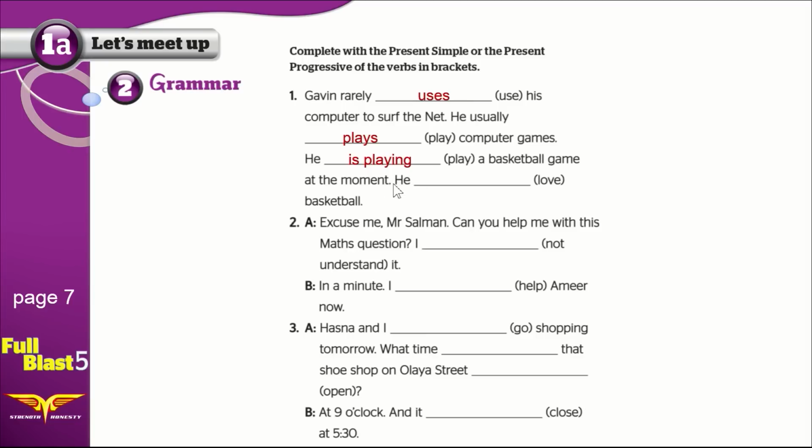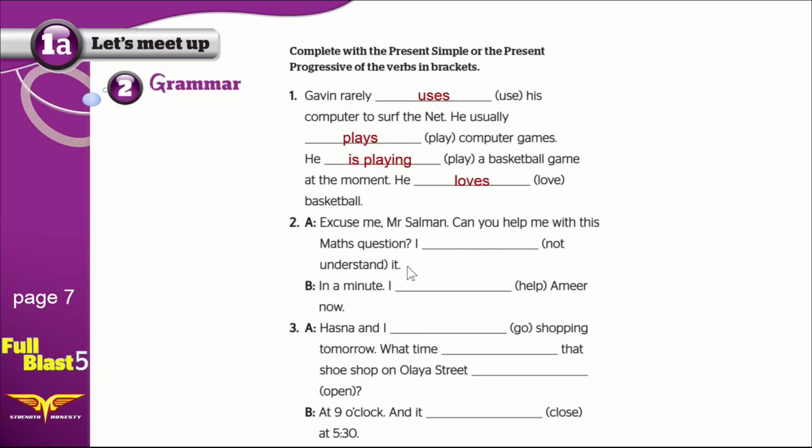Another sentence begins here. He loved basketball. Okay, this something happens in general. This is not happening now. This is not happening in the near future. This happens in general, so he loves basketball. 2. Excuse me, Mr. Salman, can you help me with this maths question?